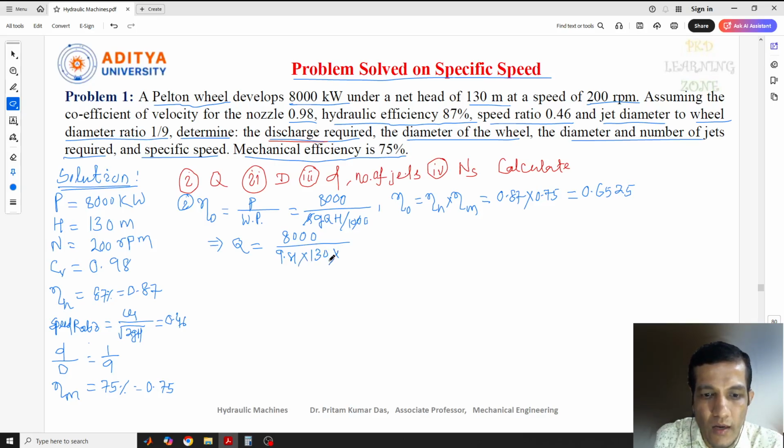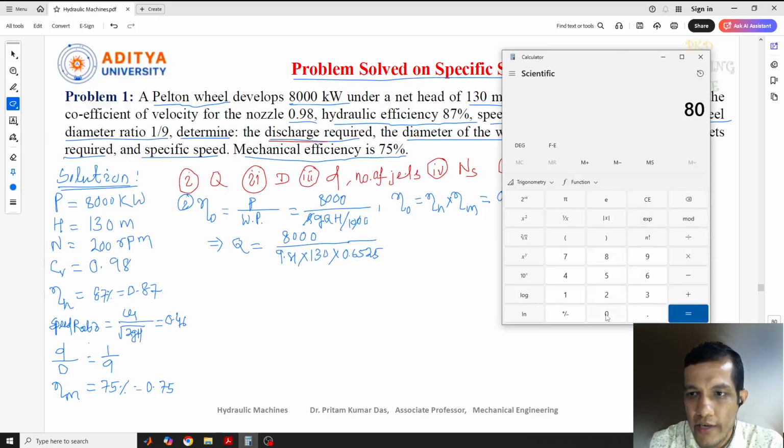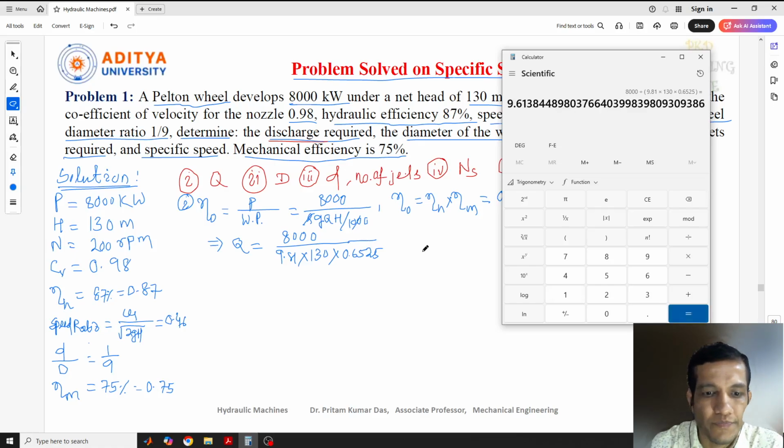130. And next is the efficiency value. Efficiency, how much is given? Overall efficiency, that is 0.6525. Let's find out this Q value. This is 8000 divided by bracket start 9.81 multiply 130 into 0.6525 bracket close, 9.61. So this is very less actually, but this is the Q value.